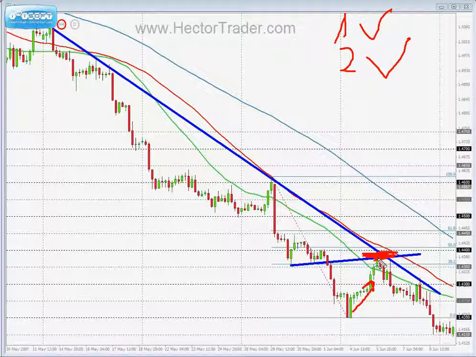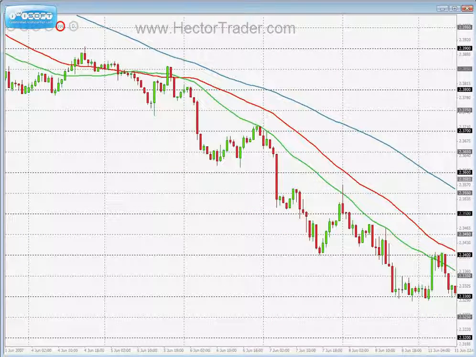Once that happens, if that area holds, if it's not breached, and instead we get a turnaround right there, it's a high probability trade. A high probability trade for a short opportunity to make some pips.